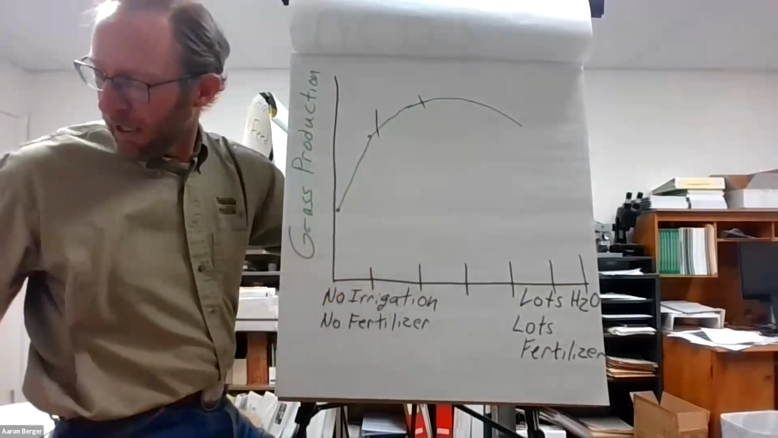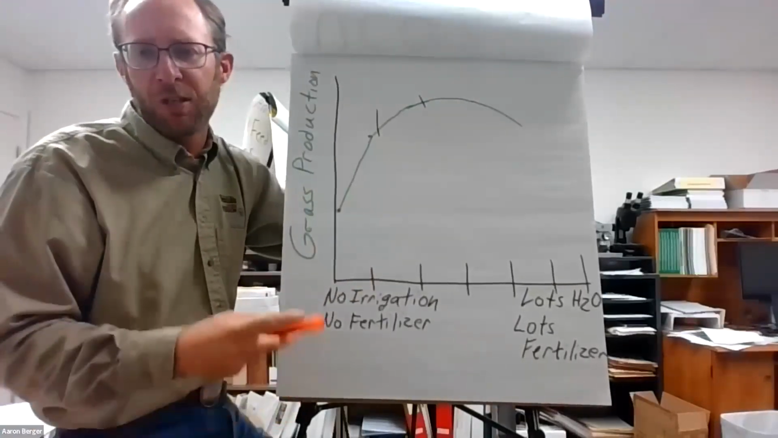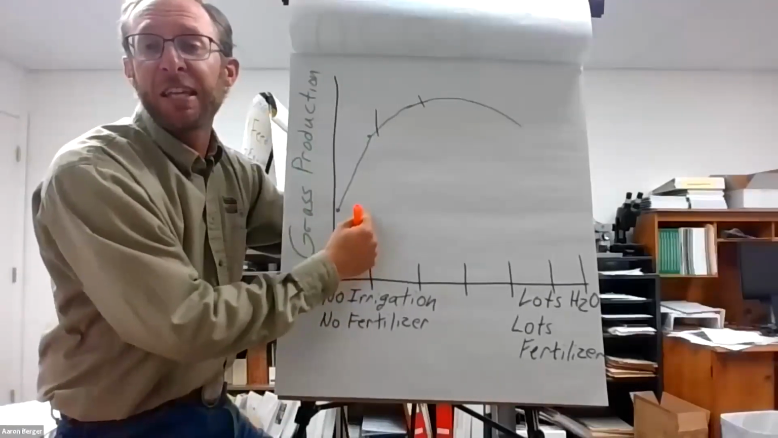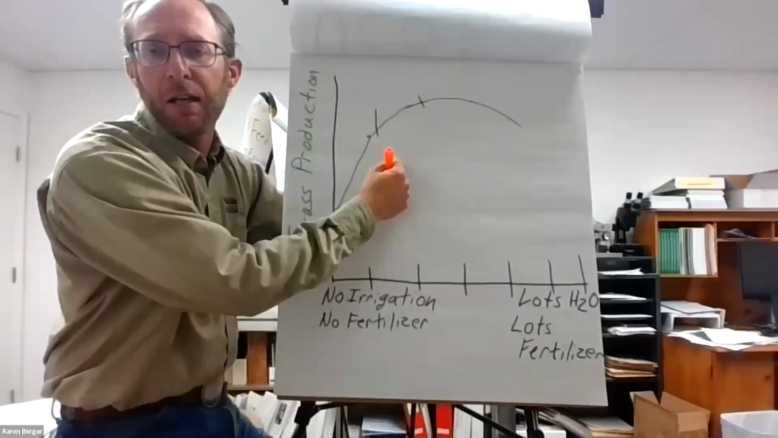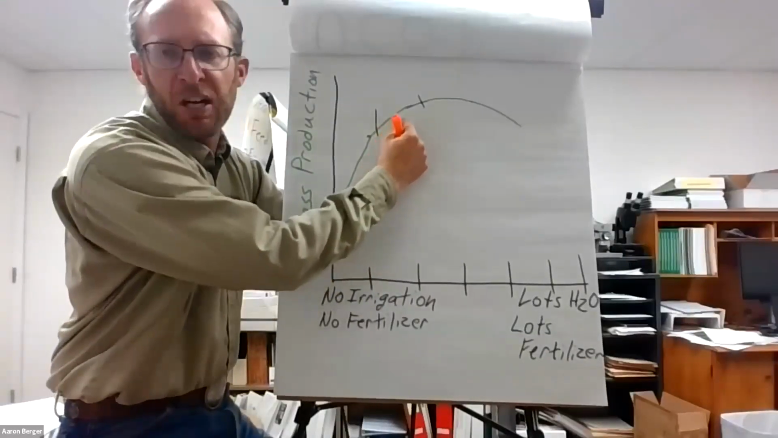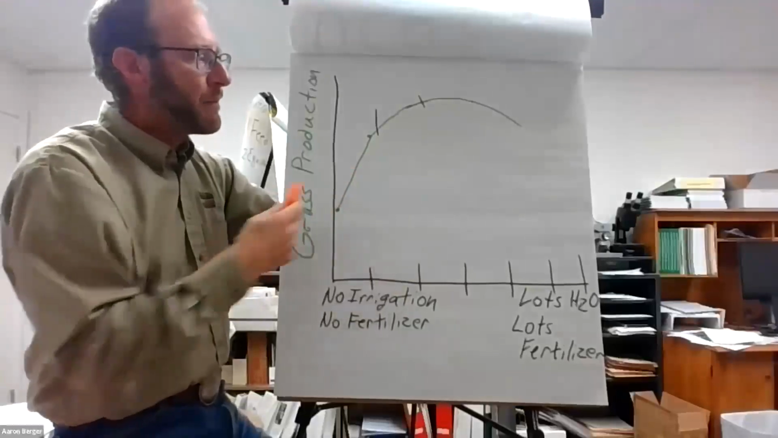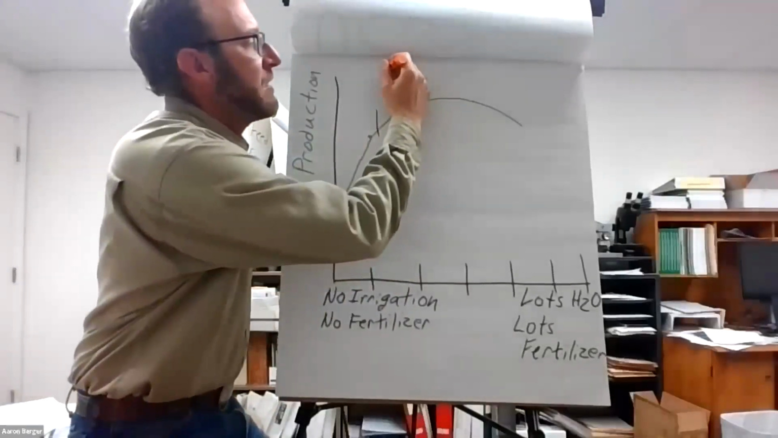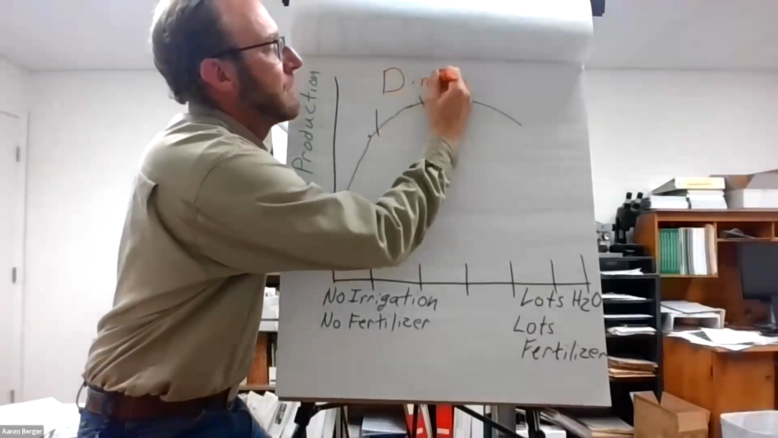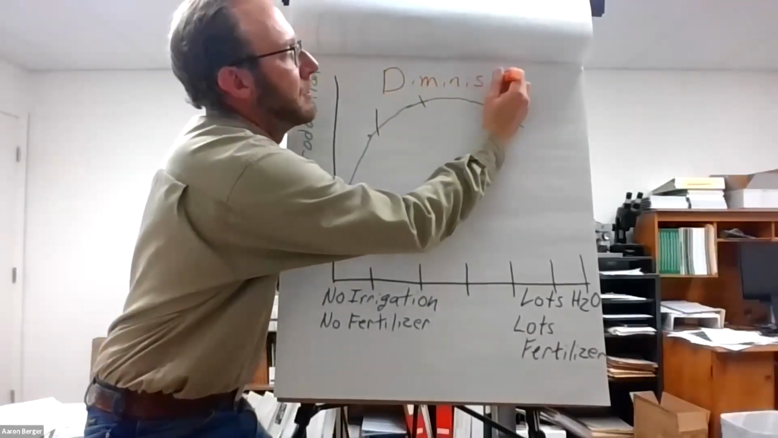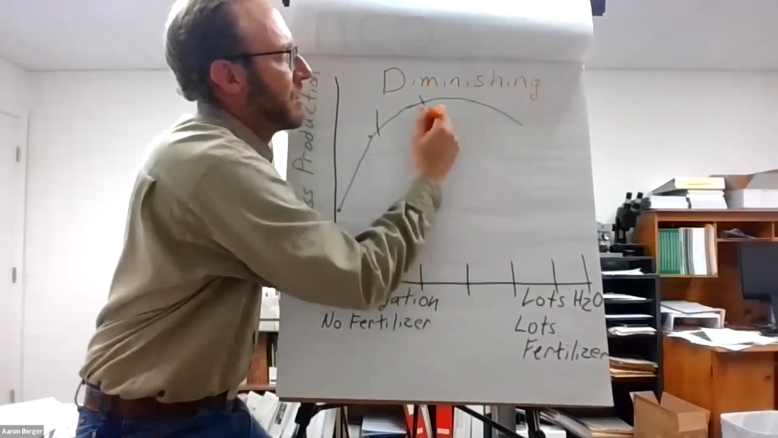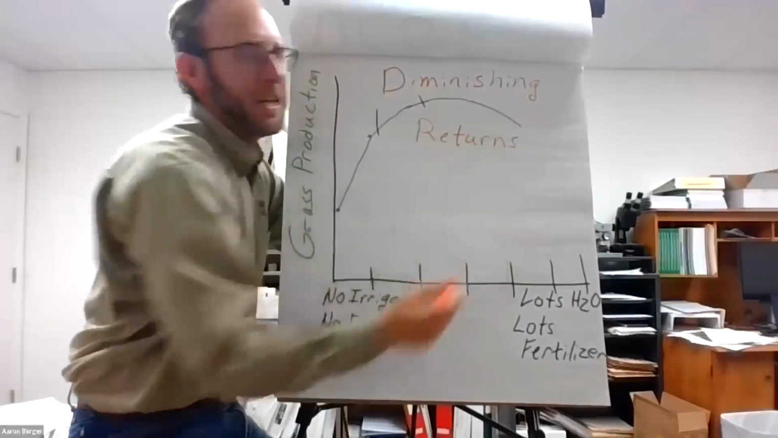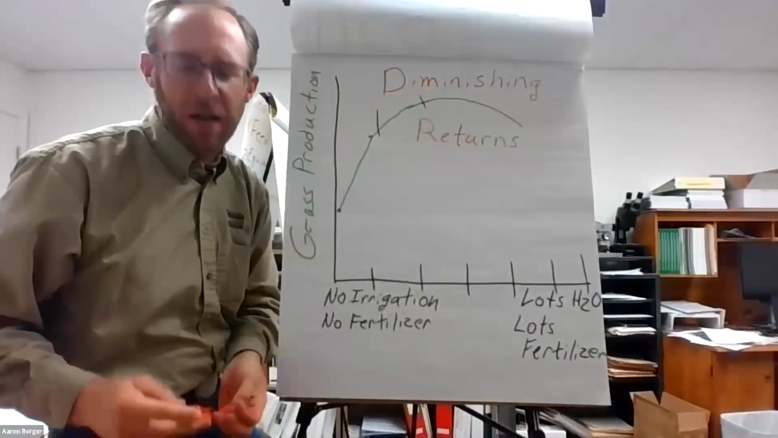So this is what we call in economics the point of diminishing returns, okay? So as I put in inputs of water and fertilizer, I was getting a rapid return early on. As I added additional inputs of water and fertilizer, there came a point where I no longer got any response. So this is what we talk about as diminishing returns. Okay, diminishing returns.